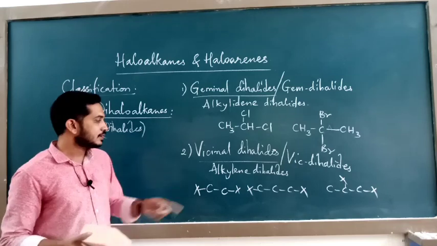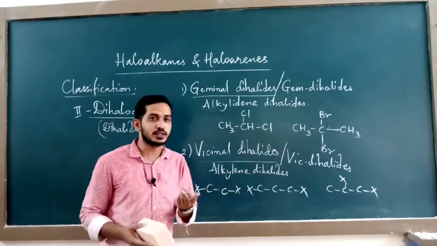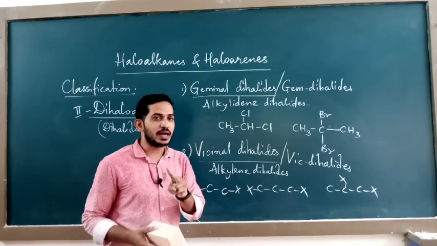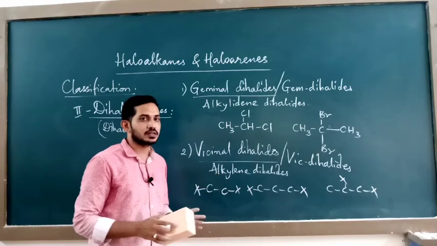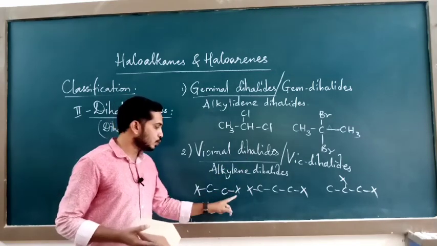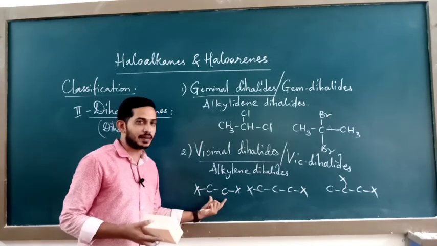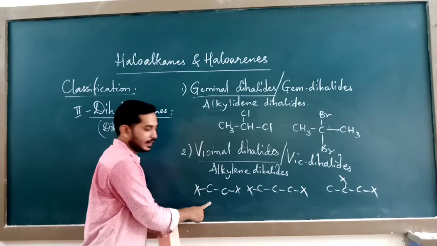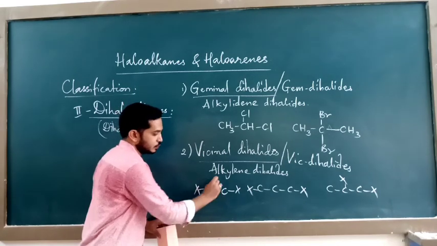So if you are writing vicinal dihalides are those dihaloalkanes in which two same halogen atoms are attached to different carbon atoms, that would give wrong information. Then what's the correct definition? Vicinal dihalides are those in which two same halogens are attached to adjacent carbon atoms or neighboring carbon atoms. So is this a vicinal dihalide? Here two halogen atoms are attached to adjacent carbon atoms. So it is vicinal.